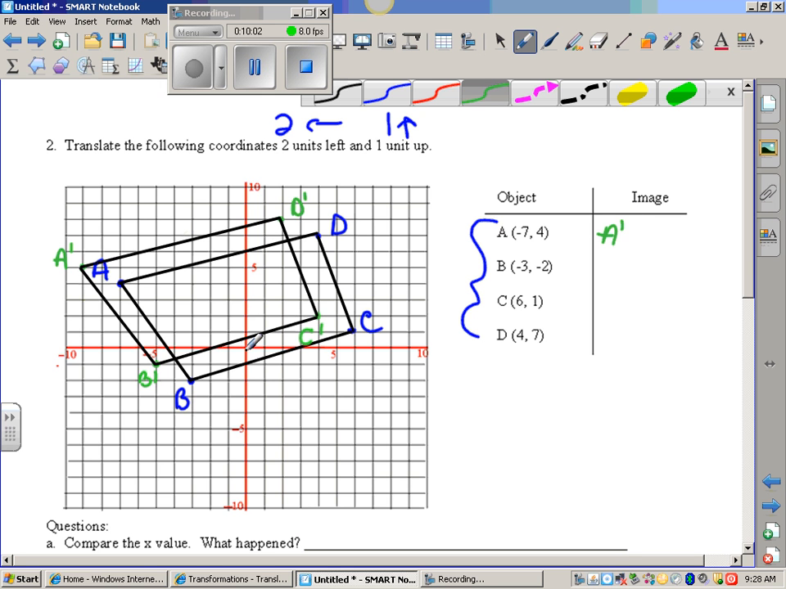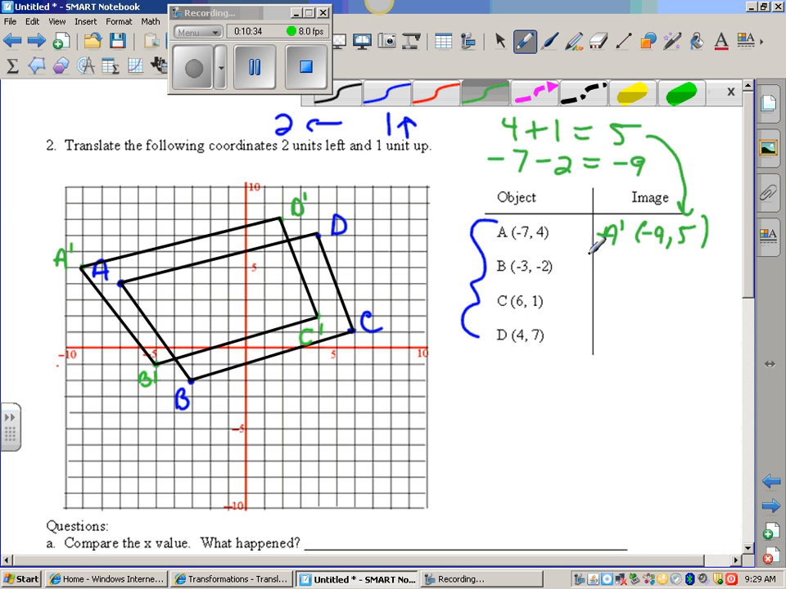A prime, start at the origin. We're going to go over to negative 9. 1, 2, 3, 4, 5. This is negative 9, 5. Notice that we took negative 7. We subtracted 2 and got negative 9. Everybody knows that the negatives are towards the left side of that x-axis. Moving left on the x-axis means subtract. And then 4 plus 1 gave us 5, which is our y value.